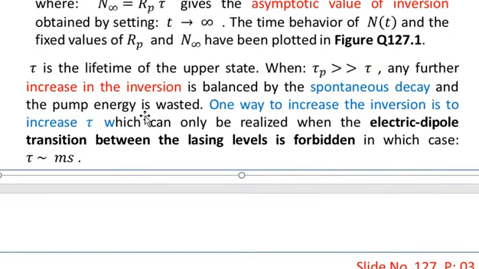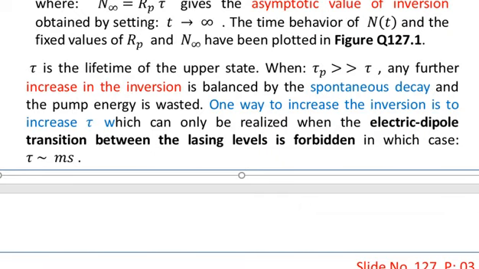So energy is lost during the pumping process. Let me repeat again: when tau p is much greater than tau, that is when the pumping time is much greater than the lifetime of the upper state or upper laser level, any further increase in the inversion is balanced by the spontaneous decay, and the pump energy is wasted.